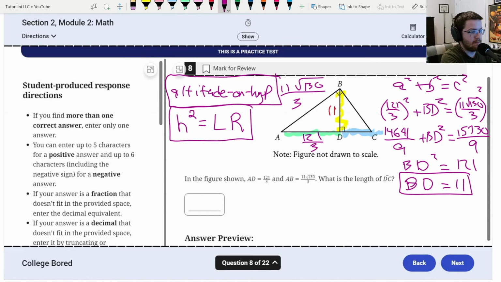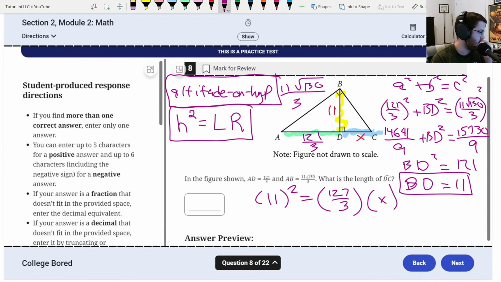Anyway, so this one squared, so 11 squared equals the left side of that bottom of that base, so 121 over 3. And then DC is what we want to find, so why don't we call that X? So I get 121 equals 121 over 3 times X. If you divide both sides by 121 over 3, you should get X equals 3. And that is the answer. Like I said, I'll link a video in the comments about the altitude on hypotenuse theorem.